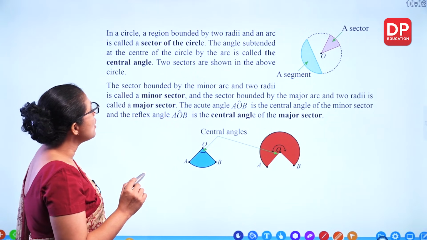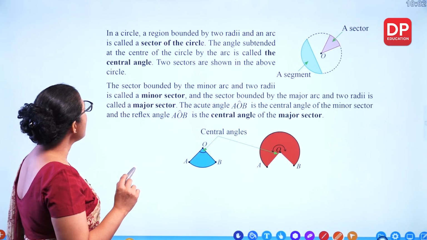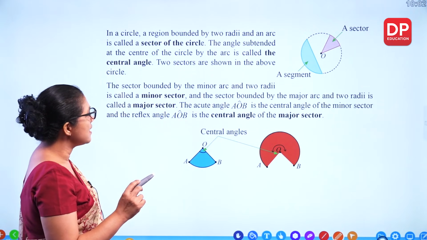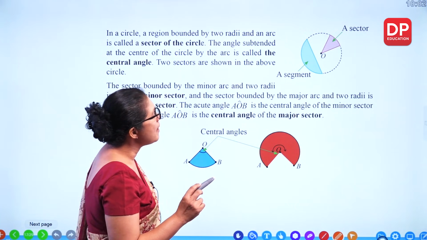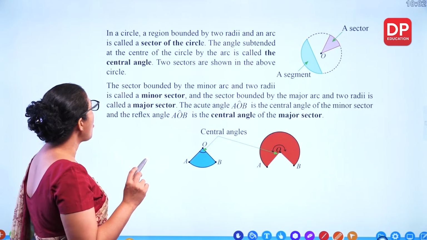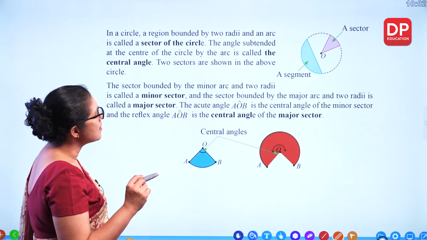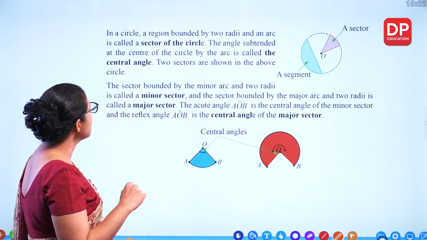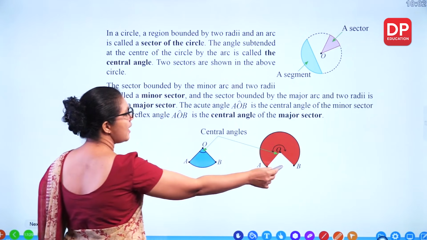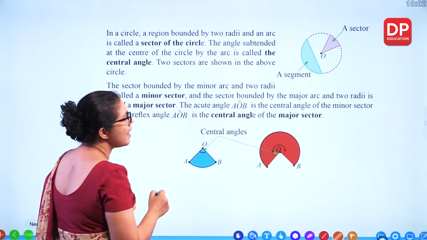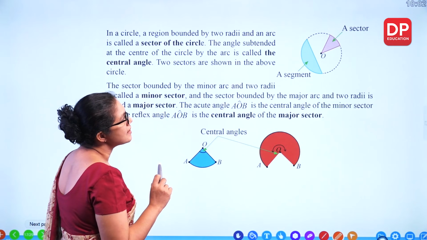The sector bounded by the minor arc and two radii is called a minor sector, and the sector bounded by the major arc and two radii is called the major sector. The acute angle AOB is the central angle of the minor sector and the reflex angle AOB is the central angle of the major sector.